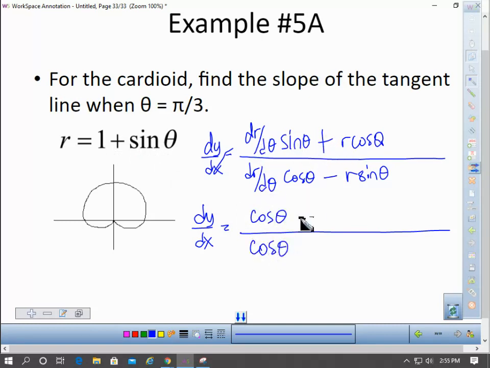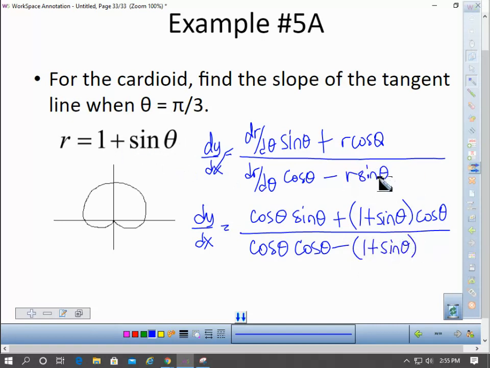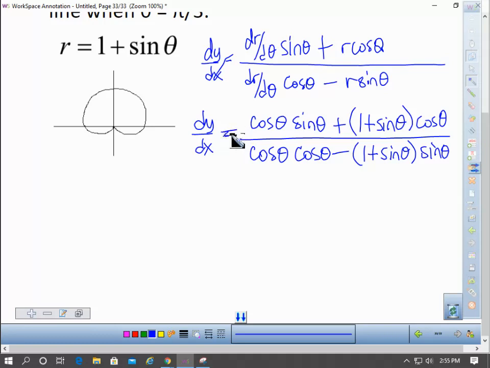All right, so in the numerator, we're multiplied by sine, plus, and now we need our function r. So we put the whole function r in here, 1 plus sine. Then you're timesing by cosine. Then in the bottom, you're multiplying by cosine, subtracting, and then you're putting in the whole function r, 1 plus sine, and then multiplying by sine. And then you're simplifying if you want to. You don't have to simplify, because basically all we're doing is multiplying. We're putting in pi over 3, but we're going to need it in the next problem anyway, so we might as well simplify a little bit.